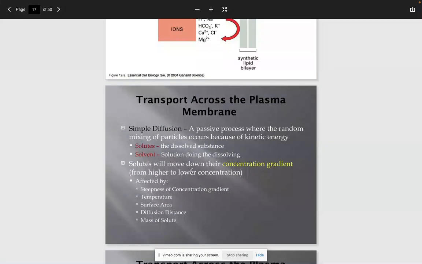So now we're going to begin talking about simple diffusion and different modes of transport. So again, we've talked about the plasma membrane. We've said that it is a phospholipid bilayer, right, with hydrophilic heads containing phosphate. That portion is polar. It's hydrophilic. It means it loves water. Whereas you have hydrophobic tails, right? Those are the fatty acid portion. We said that small, uncharged molecules or nonpolar molecules can get through. And we said that large charged molecules can't get through.